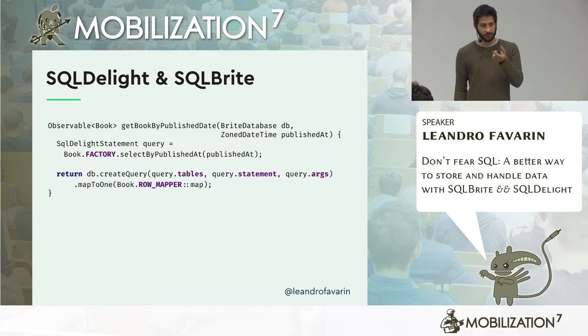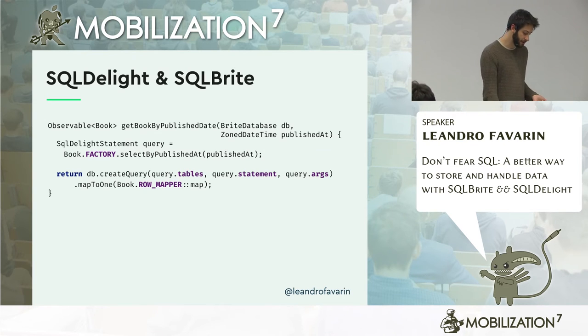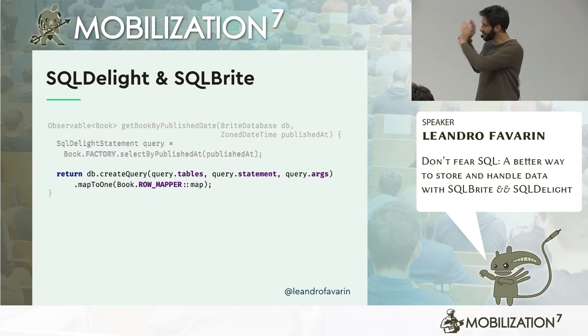The tables are a list of strings that this query reads from. So if you're doing a join, for example, the tables is an array of two items or even more. And it's by that that SQLBrite knows which tables are changing, so that it can notify you. And here I'm just mapping to one, again using the mapper, and I'm passing a method reference, which is the map. That's all you have to do in order to have a type-safe list of items. I just want to emphasize how clean and correct this is, because this is not usually the case with different types of libraries. This is the fair and correct way that everything should be done, or should have been in the first place.